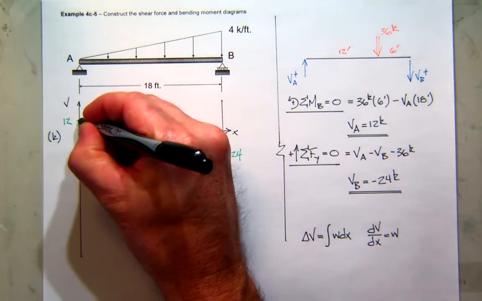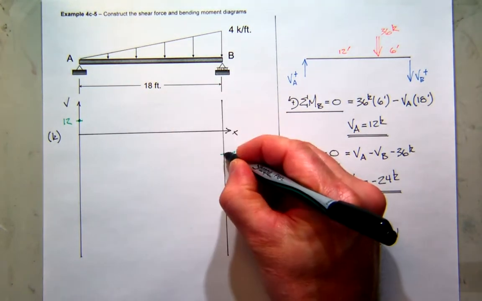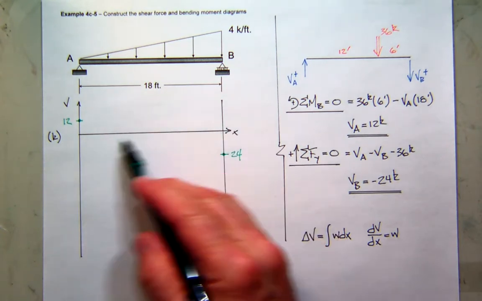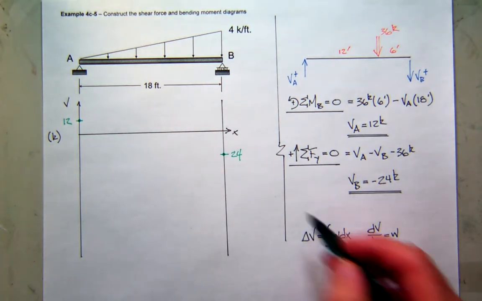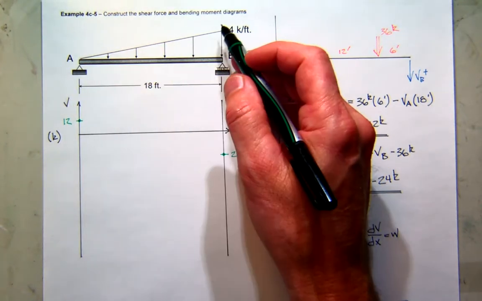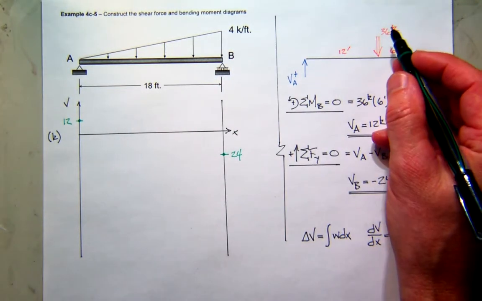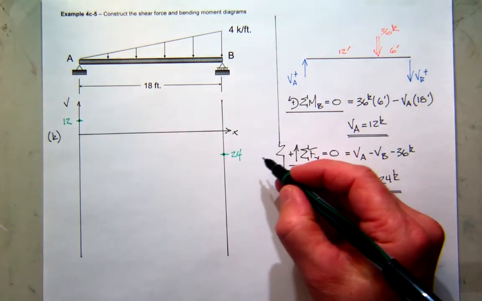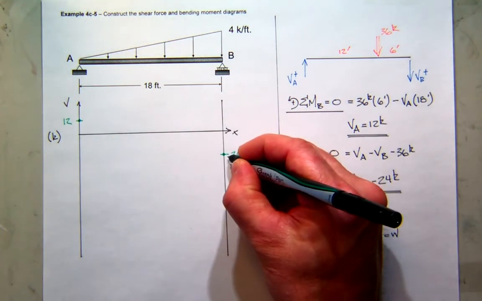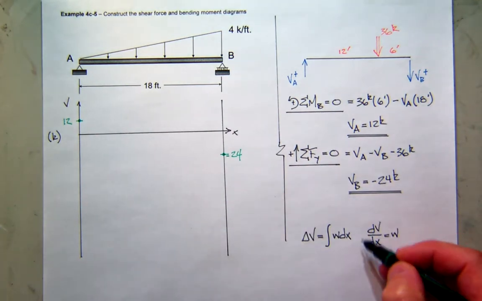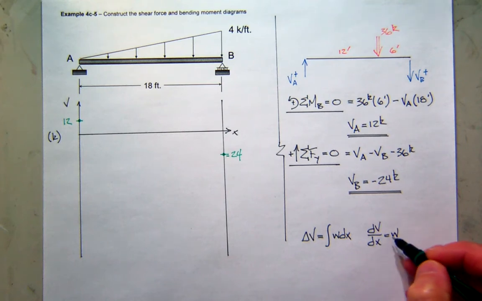So let's see if I can make sure that this works out. So first of all, the change in shear between these two should be the area of the load curve, and the area of the load curve is, triangle, 1/2 base times height, we already computed that. It's 36. And is it positive or negative? Negative. So 12 minus 36 is, I lost my minus sign there, negative 24. So that's good. And what's the shape of the shear diagram? What's given by the load?